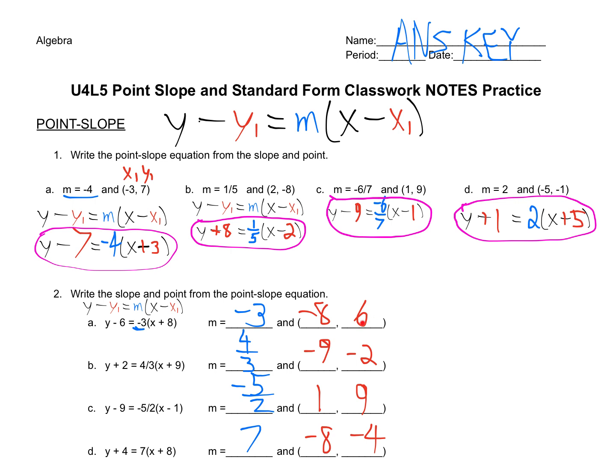Remember, that's on the y, not the x. And then because it's x plus 8, and it's supposed to be x minus something, it has to be minusing a -8 for the x. So slope is -3, and my point is at -8, 6.